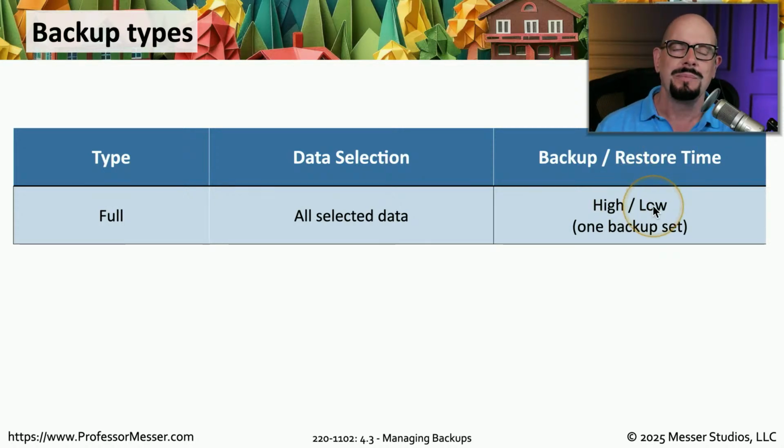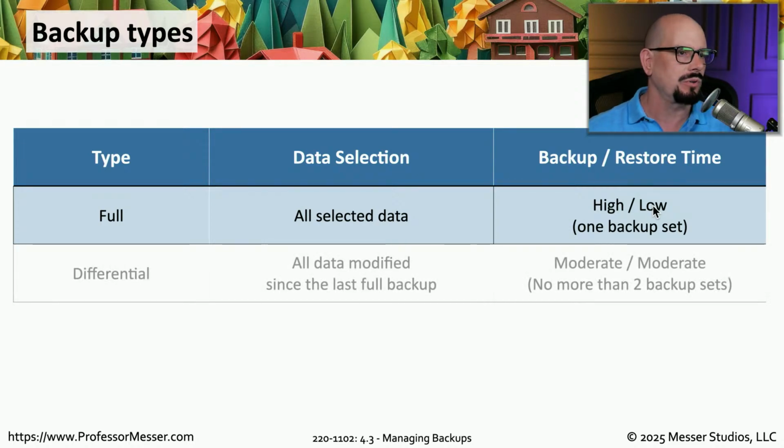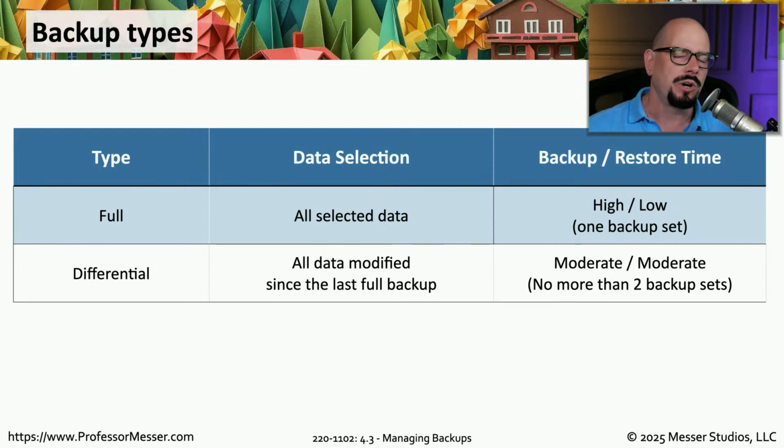Why is that? Because you have one single backup set and you're able to perform the restoration very quickly. This makes it a lot easier. You don't have to keep swapping things out or finding the second or third or fourth backup set and do them in a particular order. With a full backup, you don't worry about any of that.